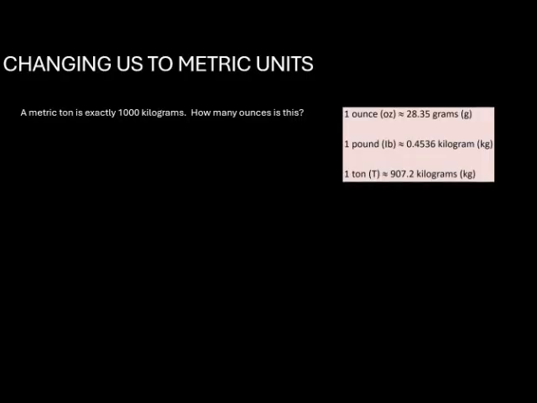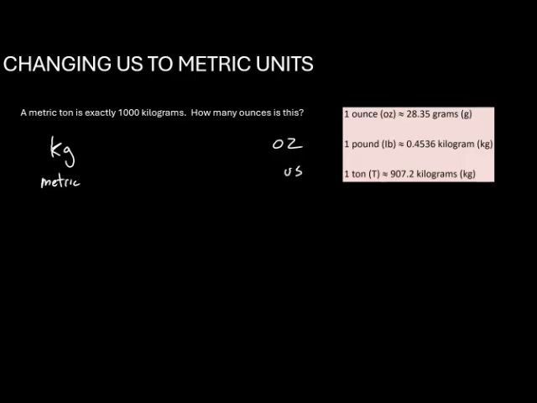Here we'll do another example of mass and US and metric units. We are told a metric ton is exactly 1,000 kilograms, and we're asked how many ounces that is. Let's write down that we'll start in kilograms, and we want to get to ounces, which I'm going to abbreviate as OZ. Kilograms is a metric unit, while ounces is a US unit.